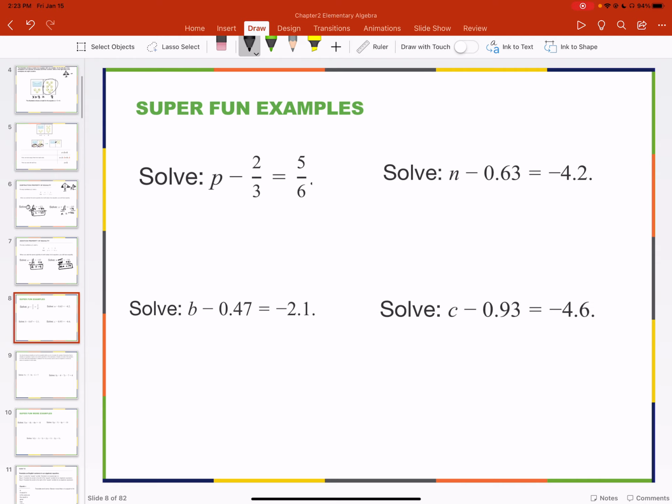All right, so let's do some more super fun examples. So go ahead and pause this, try it on your own, and then we'll come back and go over them.